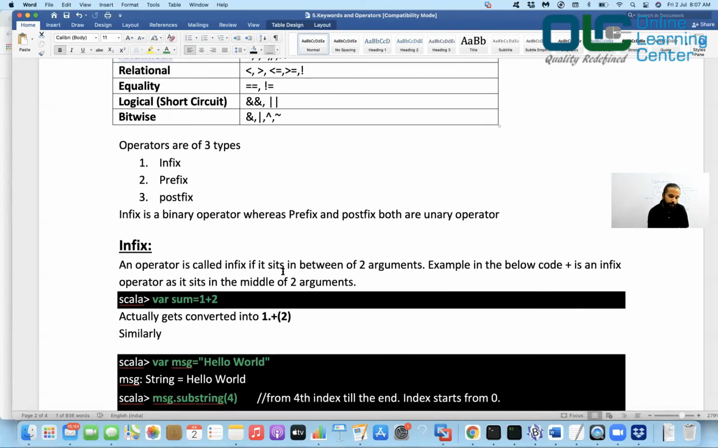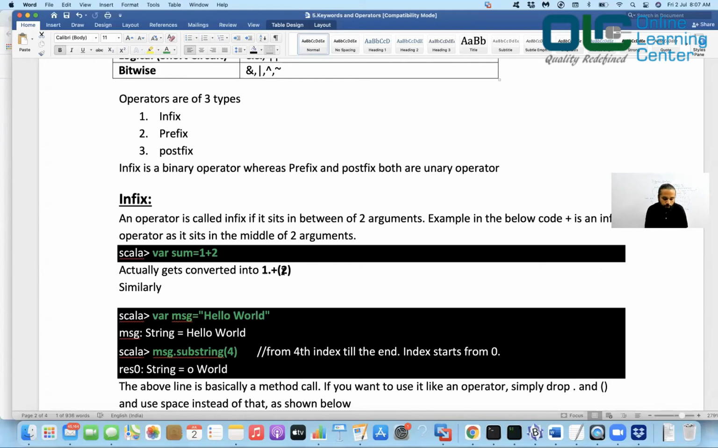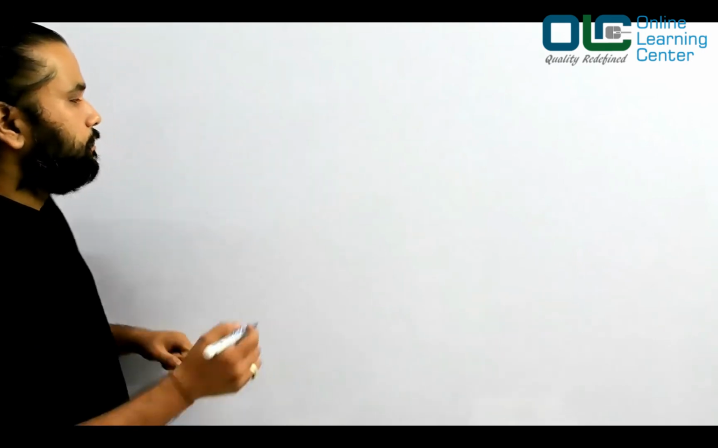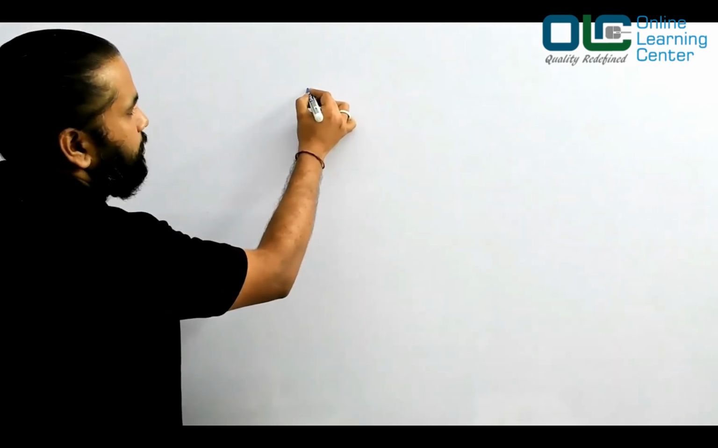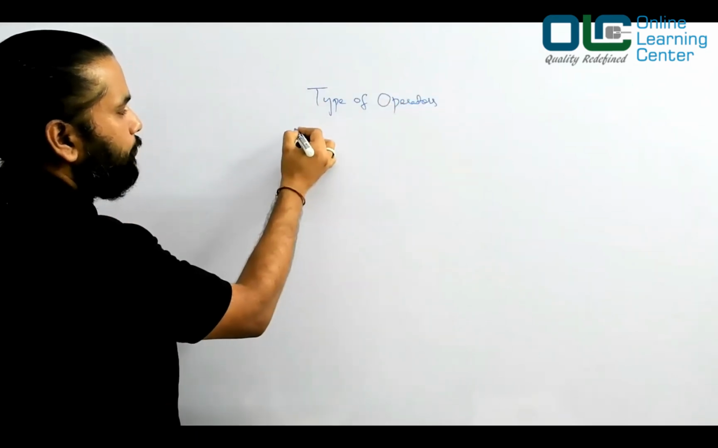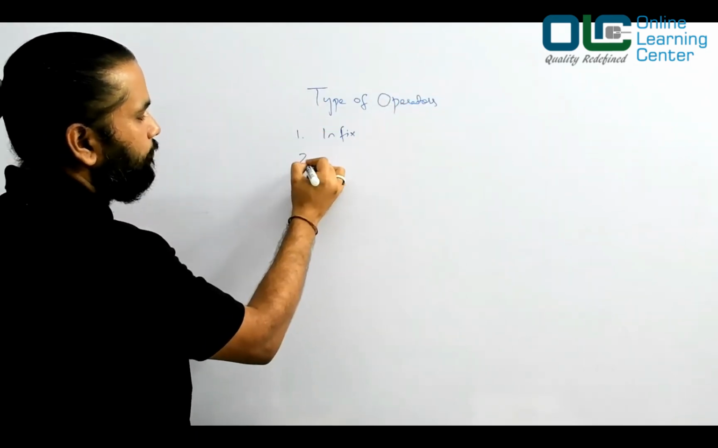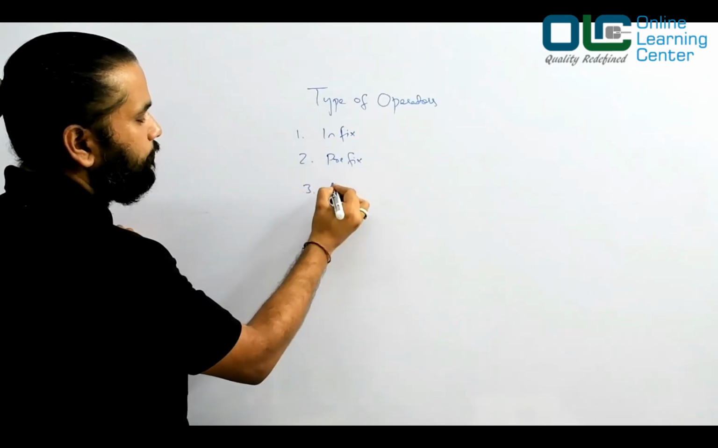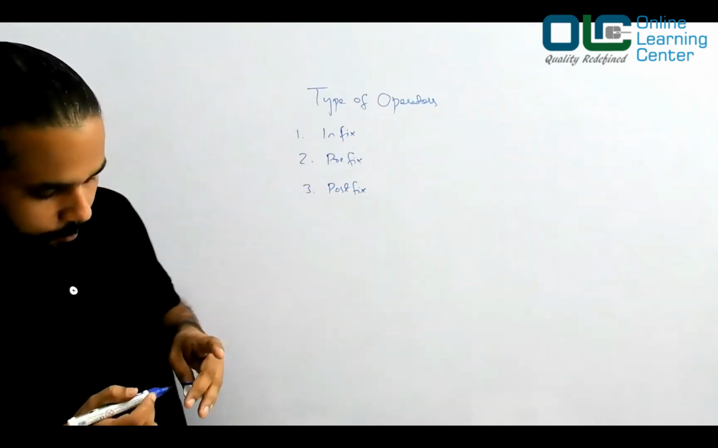Okay, next. If you ask me to classify these operators, they are classified into 3 types. Number 1, infix. Number 2, prefix. And number 3, postfix. So let's talk about this a little bit, because it's really important. What we are going to talk about now is the types of operators. You have infix, prefix, and postfix. These are the 3 types of operators, right?